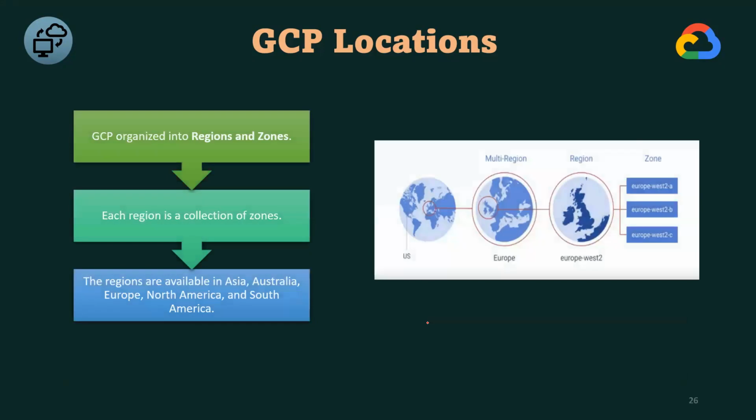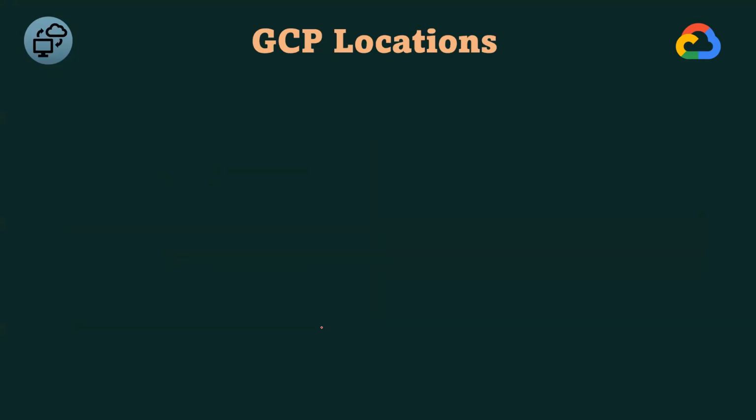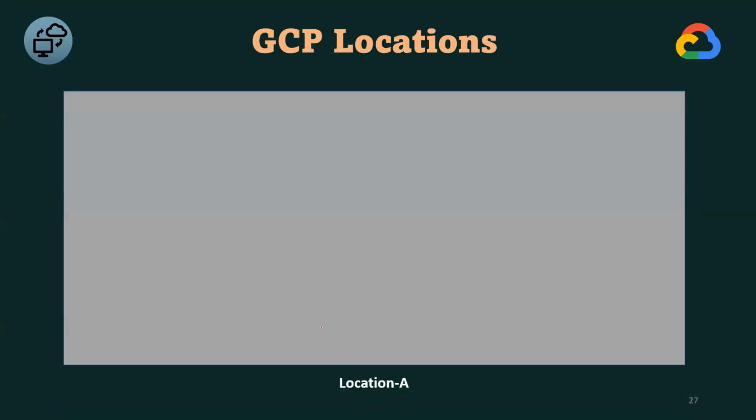Now, you can see here, GCP is organized into regions and zones. When I say GCP, that means GCP's infrastructure is organized into regions and zones. Each region is a collection of zones. The regions are available in Asia, Australia, Europe, North America, and South America. So look here: assume that you have five locations. Take one of the locations.